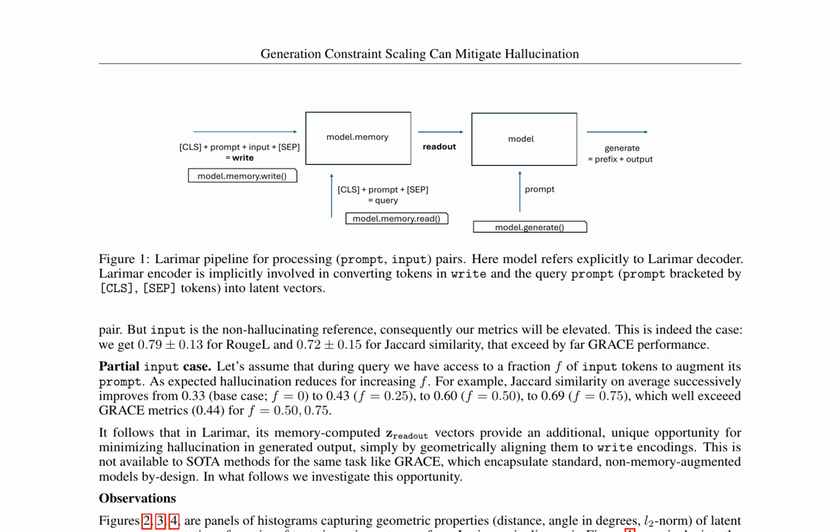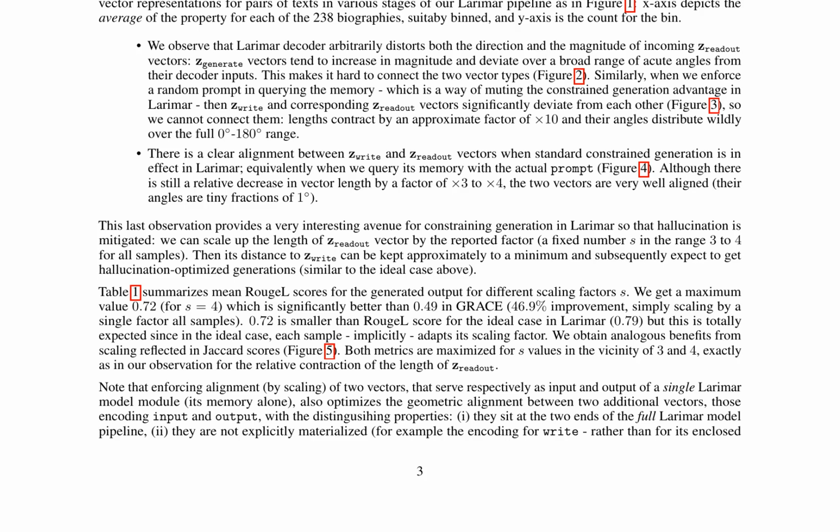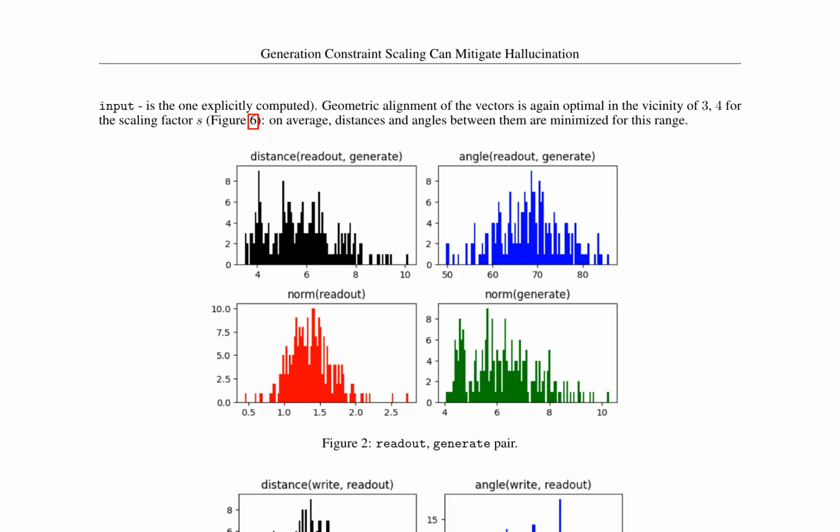This is not available to SOTA methods for the same task like Grace, which encapsulates standard, non-memory augmented models by design. The paper presents observations on geometric properties of latent vector representations for pairs of texts in various stages of the Larimar pipeline. It shows that the Larimar decoder arbitrarily distorts both the direction and the magnitude of incoming readout vectors, making it hard to connect the two vector types. However, when standard constrained generation is in effect in Larimar, there is a clear alignment between readout and write vectors.